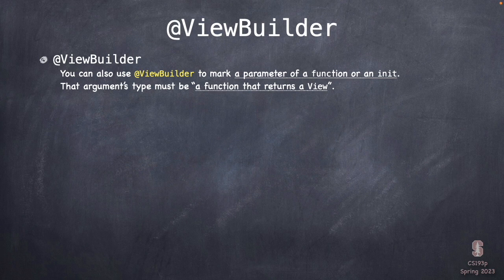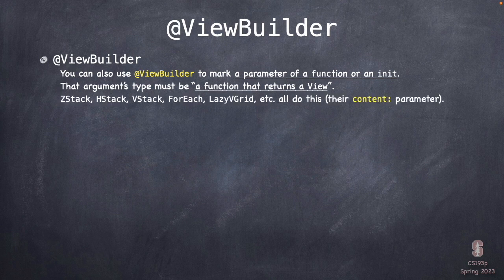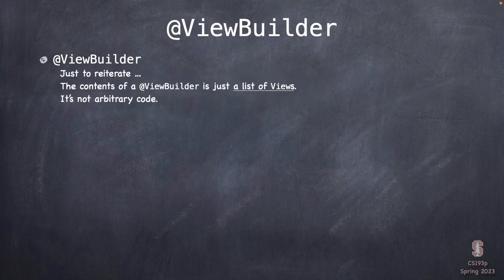You can also do it with a var. So if you had a view that had a var that was a function that returned a view, it could just mark that var as @ViewBuilder. And then you wouldn't even need the init. People could call it, they would get the free ViewBuilder activity going on in their function. Just to reiterate, ViewBuilder, it's just a list of views.